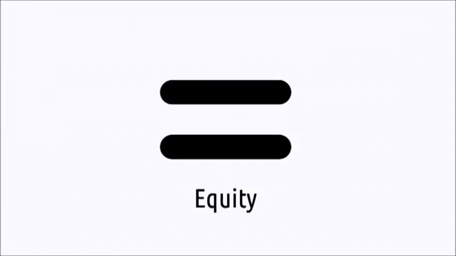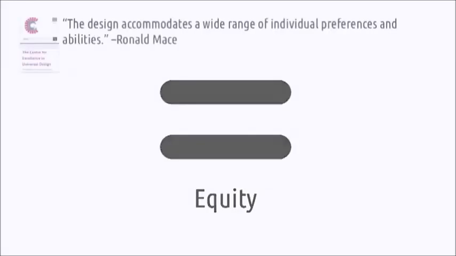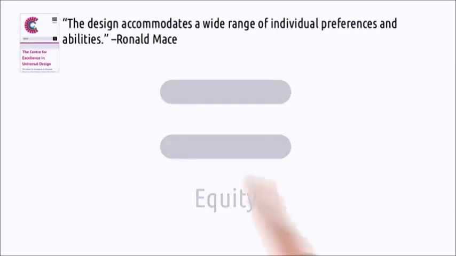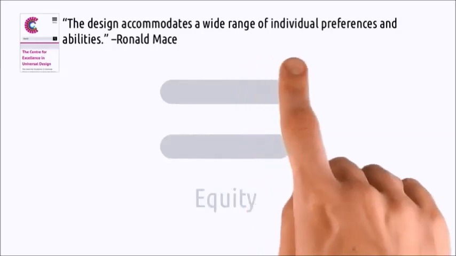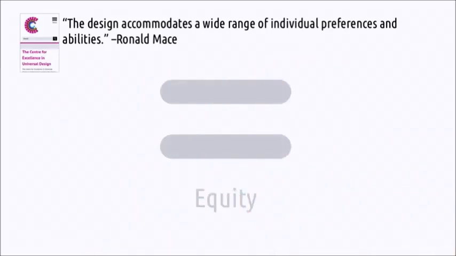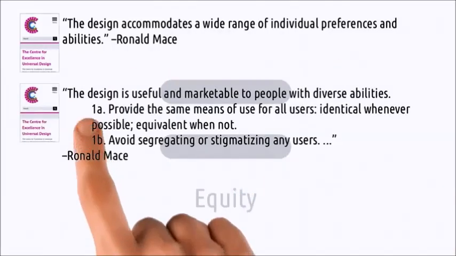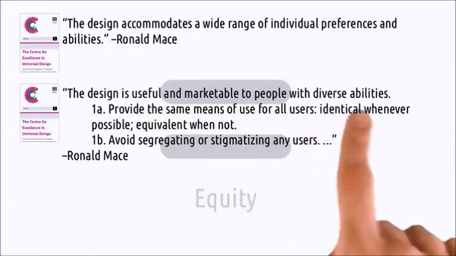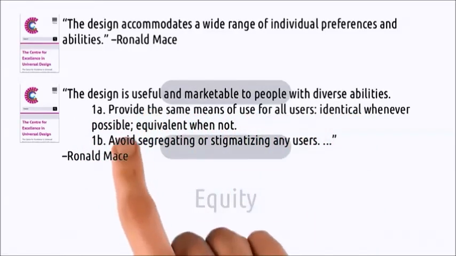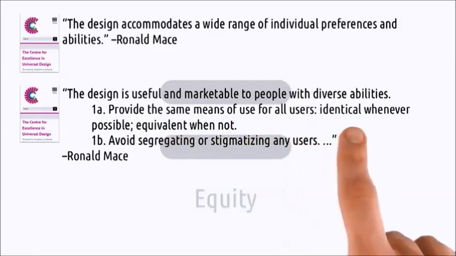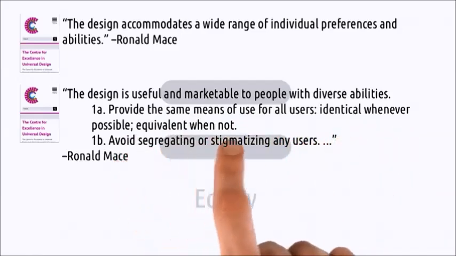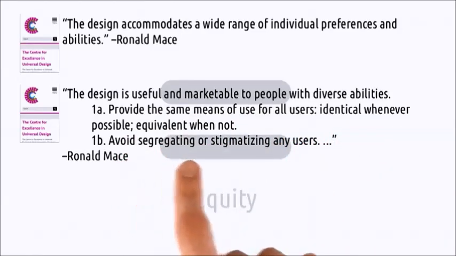The principle of flexibility in some ways appears to clash with the principle of equity, but both come from the principles of universal design. The principle of flexibility said the design should accommodate a wide range of individual preferences and abilities, but the principle of equity says the design is useful and marketable to people with diverse abilities, and it goes on to say we should provide the same means for all users, identical whenever possible and equivalent when not, and that we should avoid segregating or stigmatizing any users.